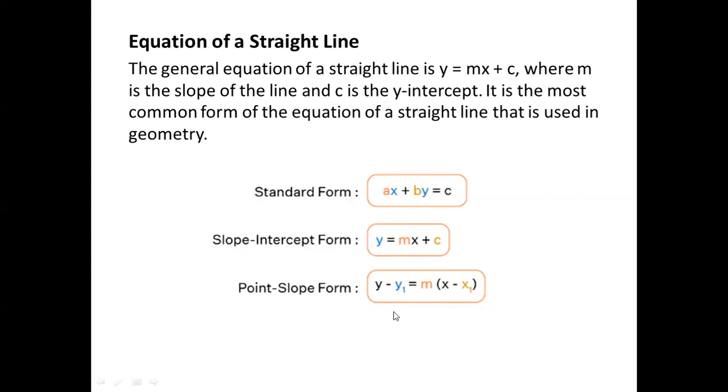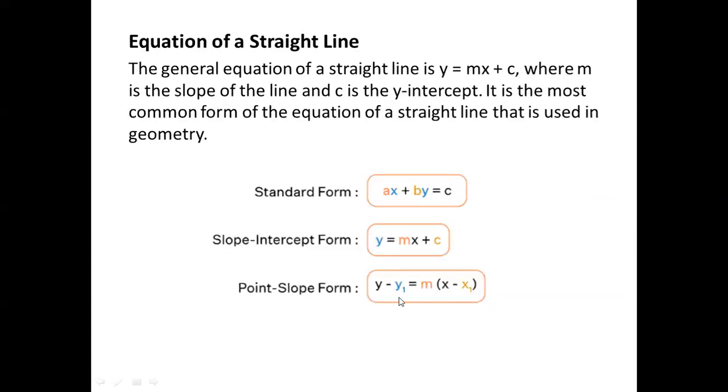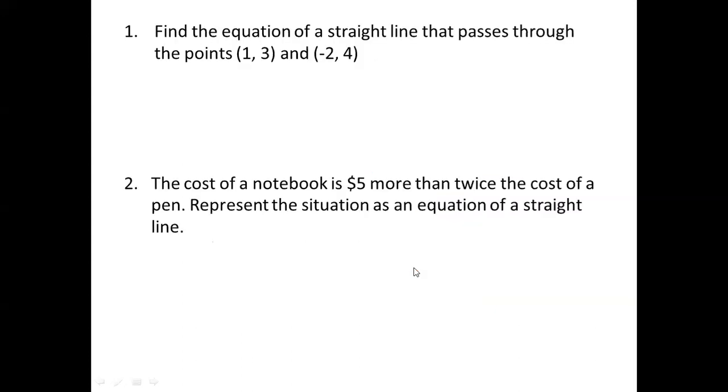Now we will have an exercise with that one. You will see how we can use this formula in order to write the equation of a straight line. So here is one of them. We need to find the equation of the straight line that passes through the points (1, 3) and (-2, 4). We are going to use the point-slope form in order to find that equation.